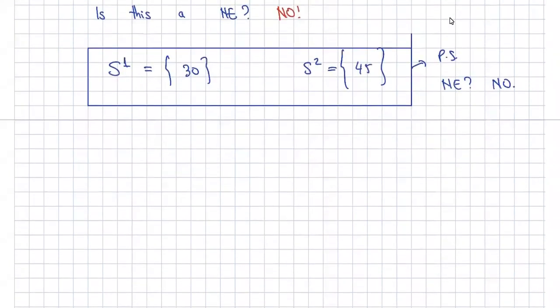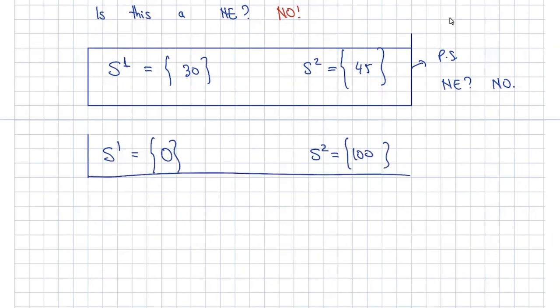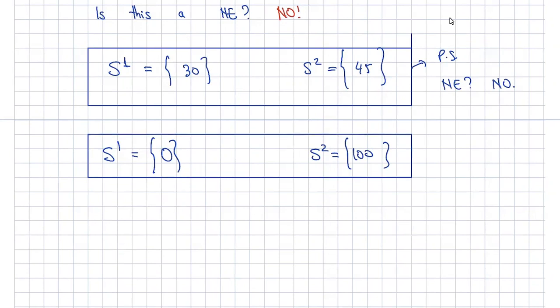Now, here's something that's not immediately obvious. Strategy of player 1, 0. Strategy of player 2, 100. This is part of the action space. Together, they form a strategy profile. I can ask the question, is this a Nash equilibrium? What would you say to that? So stop the video if you like and think about that for a second. If you think it through, what you really get is that the answer is yes.